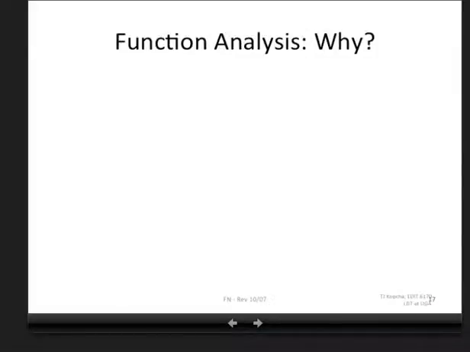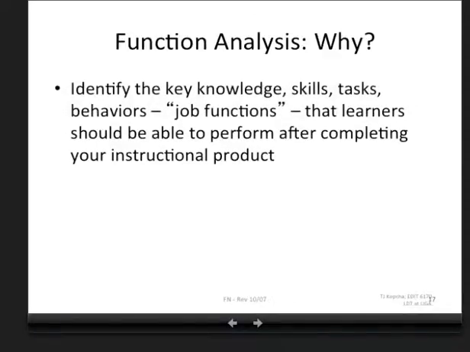And then finally, function analysis. If somebody could do this job really well, what would it look like? Because if you know the ideal of what something should be, and you know where it is right now, you can do what Rossett said. You can figure out where the gap is, and you can try and narrow the gap. Right? So go out, identify the key knowledge, skills, tasks, and behaviors, the job functions that a learner should be able to perform after completing your instructional product or achieving whatever instructional goal you have.